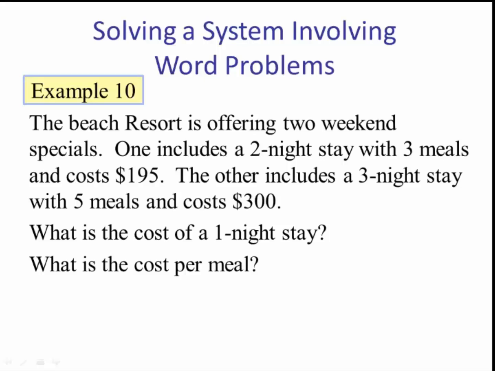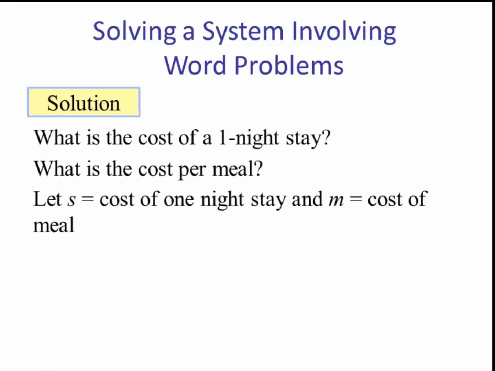That is our two variables. So we're going to let S equal the cost of a 1-night stay, and M is the cost of 1 meal. So using the information given in the problem, 2 nights plus 3 meals equals $195, and the other special was 3-night stay plus 5 meals equals $300. So we have our system.